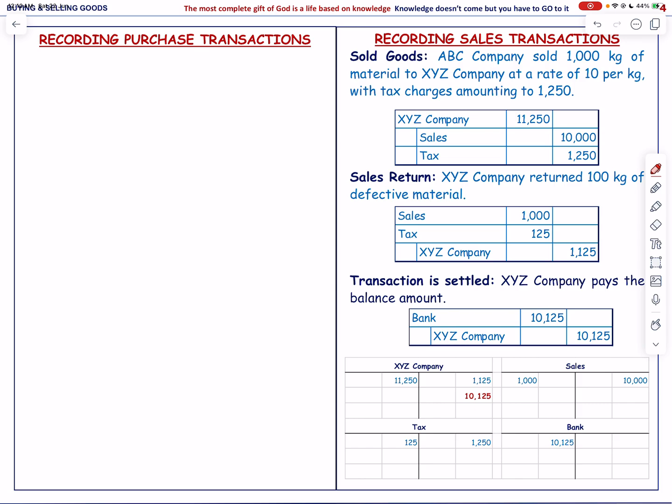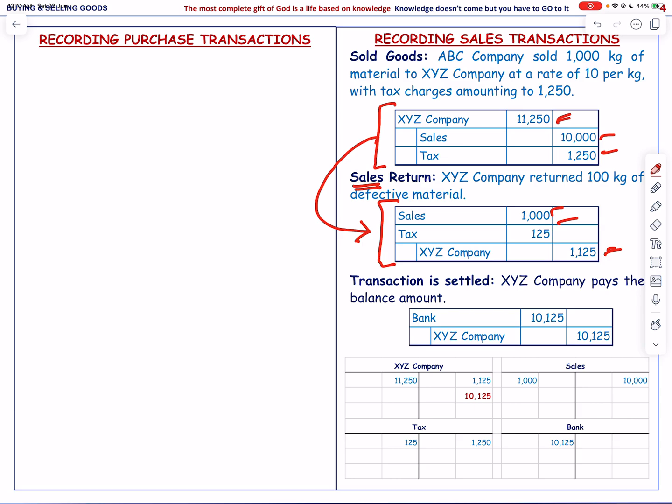the accountant will reverse the initial sales journal entry to correct the recorded sales. So this is the initial sales journal entry, and if there is a sales return, you can see that this transaction is reversed. You can see XYZ company is credit, sales and tax are debit now. The reason being that the sales is going to reduce, and if the sales is going to reduce, the receivables are going to reduce, and so will be the tax burden as well.